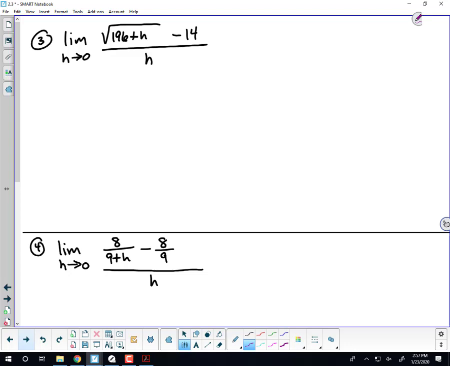So the conjugate here that we're going to multiply top and bottom by would be what? Square root of 196 plus h plus 14. Right, good. Remember, anything that I separated with a plus or minus are conjugates of each other. So we've got to view this term right here, minus 14, as our b. To simplify this, we're just going to multiply by root 196 plus h plus 14 over the same thing.